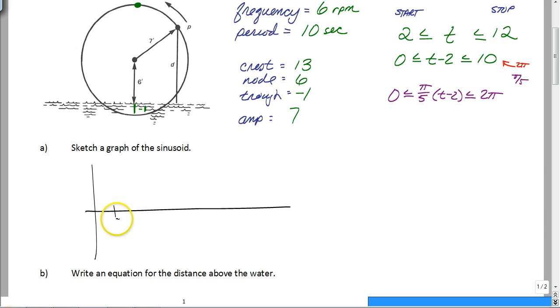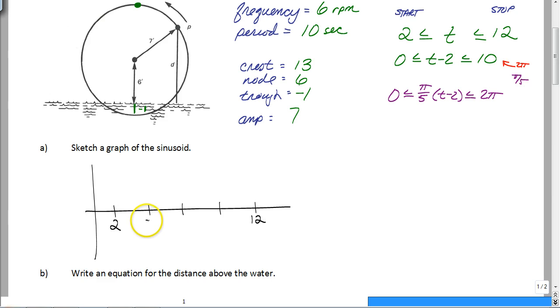We know that we have 2 seconds for our start and 12 seconds for our finish. And of course, there's going to be 3 tick marks in between. Now, you can remember to find your interval, you just divide your period of 10 by 4, and your interval is going to be 2.5.